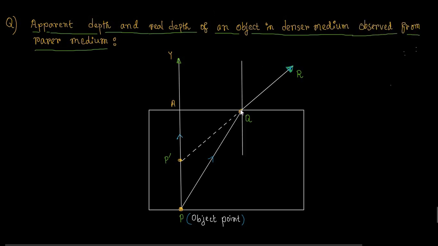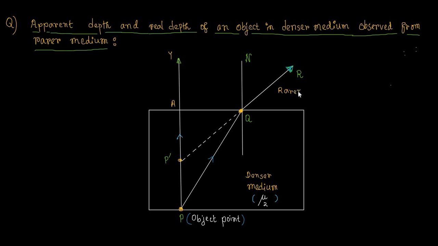We draw this normal. This will be the normal at the point of incidence Q. This normal is Qn prime, and we can denote another normal Qn in the denser medium. This is the denser medium, which has absolute refractive index mu2. Mu2 is the absolute refractive index of the denser medium, and this is the rarer medium, which has the absolute refractive index mu1. Mu1 is the absolute refractive index of the rarer medium.